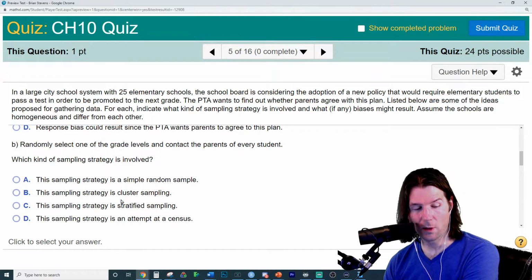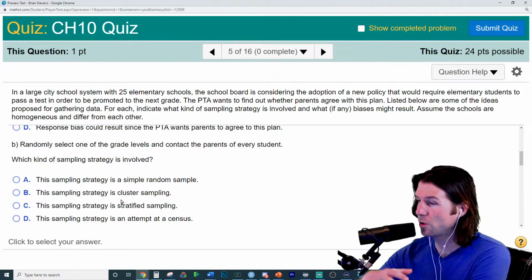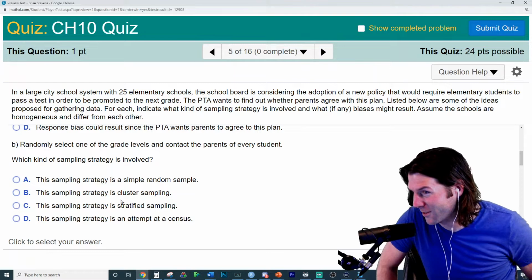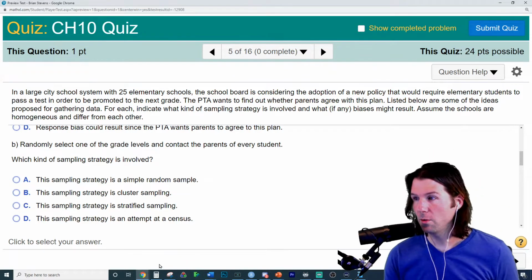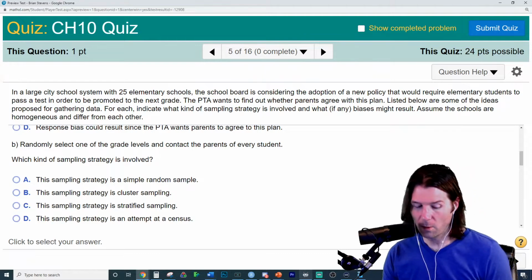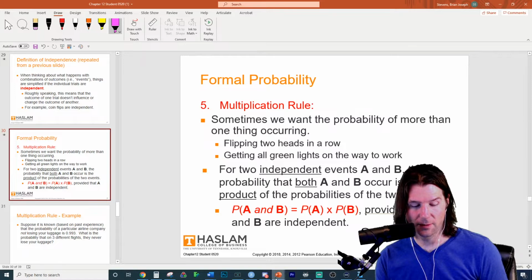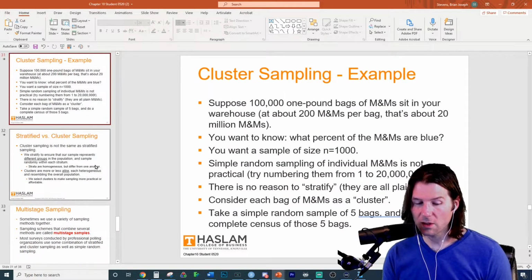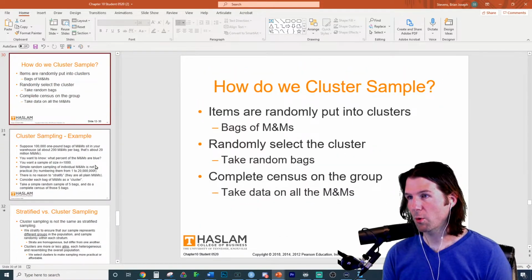Randomly select one of the grade levels. Now, this is where people get confused. Let's talk again about the two, because I'm going to narrow it down to two here: cluster versus strata. The way you do cluster sampling, that's the other notes. The way you do cluster sampling is that clusters are randomly put into groups. Where's my cluster notes? Clusters are randomly put into groups.